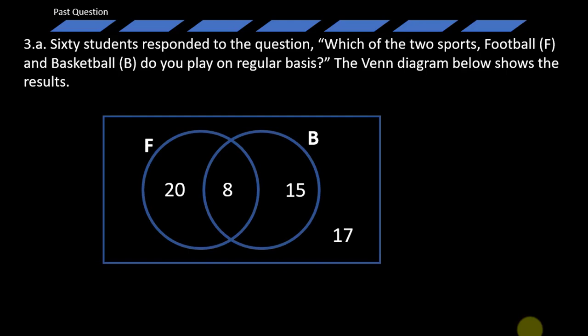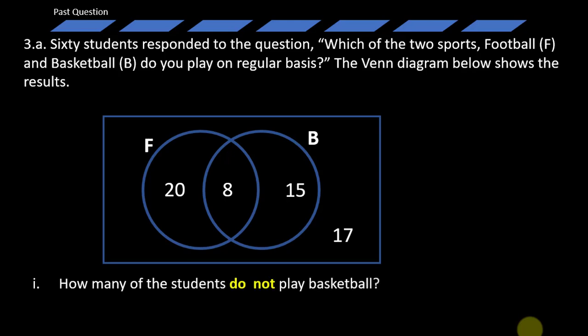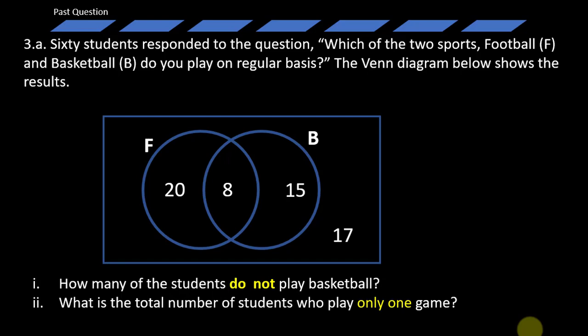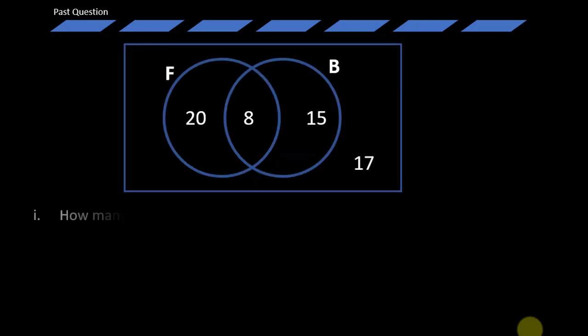Okay, now these questions were asked. I. How many of the students do not play basketball? II. What is the total number of students who play only one game? Now let's move to the solution. Now, answering the question, how many of the students do not play basketball?